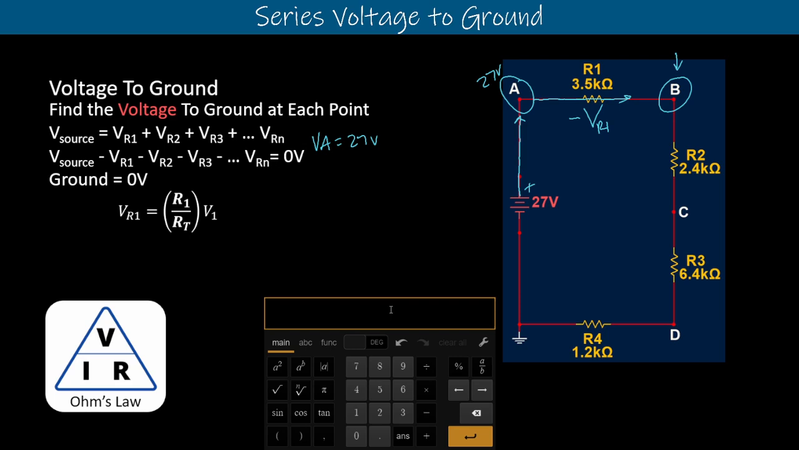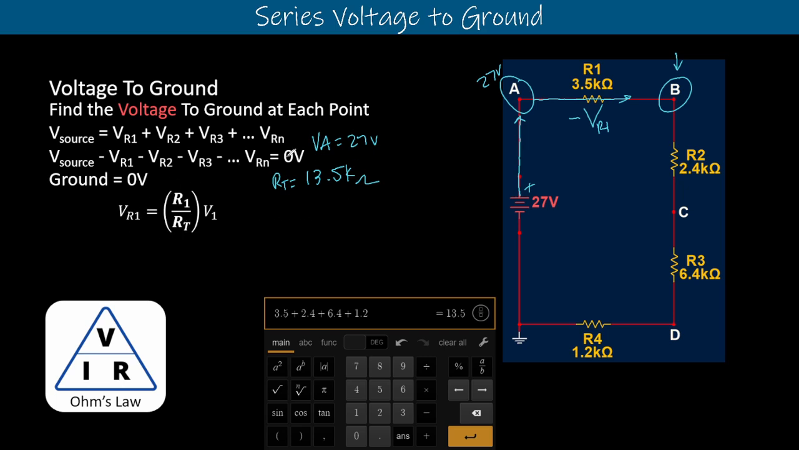Our total resistance is equal to the sum of all of our resistors. We look at the resistors there, and we see each one of them is a kilo ohm value, so we'll just add them up. 3.5 plus 2.4 plus 6.4 plus 1.2, and that gives us 13.5 kilo ohms. So our RT for this circuit is equal to 13.5 K ohms.